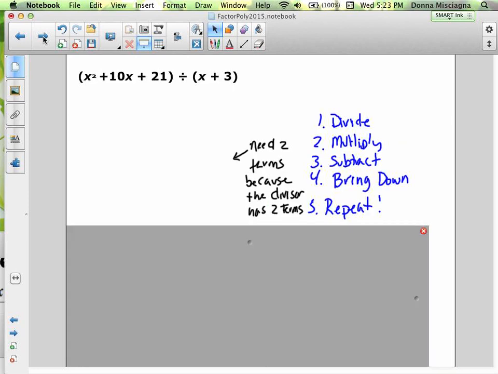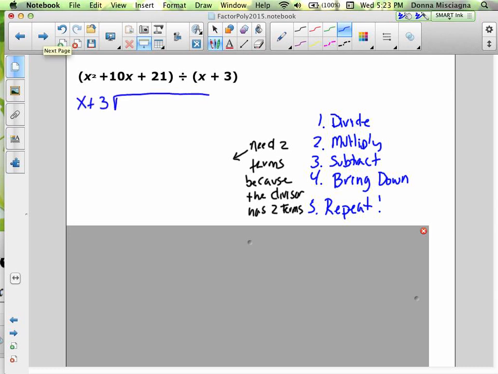All right, let's look at this one. All right, so this time I'm going to do the whole thing with you. Our steps are to divide, multiply, subtract, bring down, repeat, just like you would do if this were long division with numbers. All right, x plus 3 is what we're dividing by, so that's going to go, if you will, outside the house here, outside the division symbol. And x squared plus 10x plus 21 is inside.